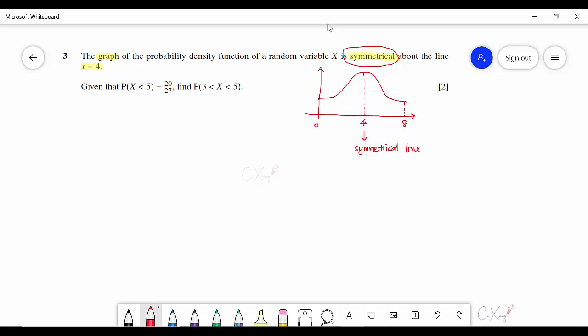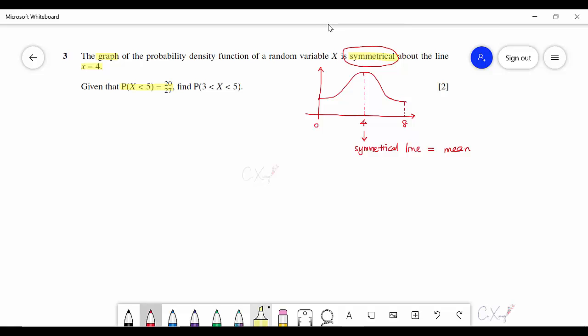will also equal the value of the mean. The value of x for the symmetrical line will also be the value for the mean. So this is something important that you need to know before you answer the question. So that's the first thing. Then now, given that P(x < 5) is equal to this probability, they want you to get the probability for x between 3 and 5.